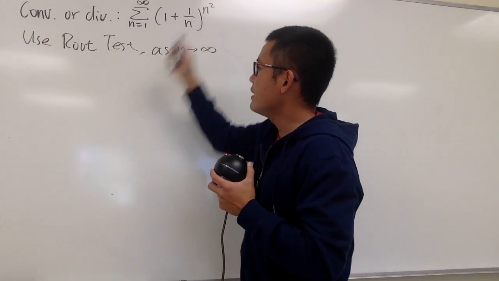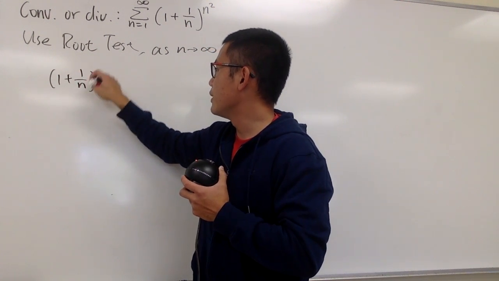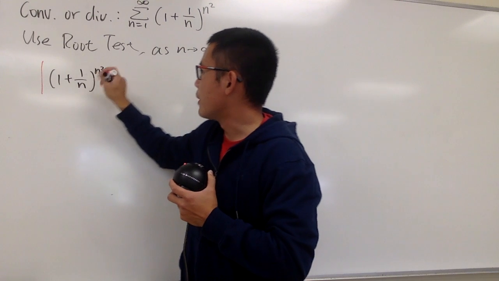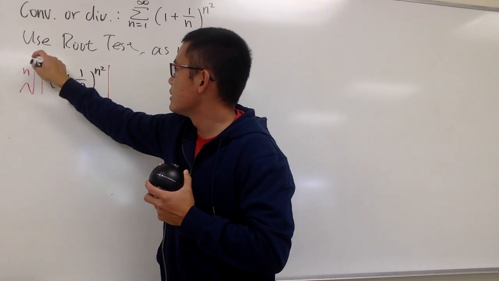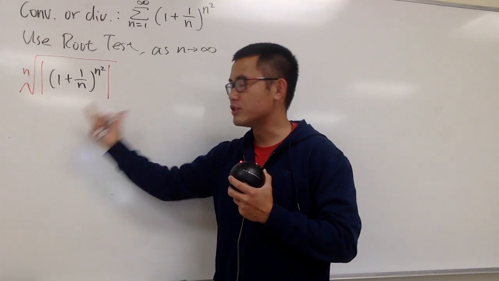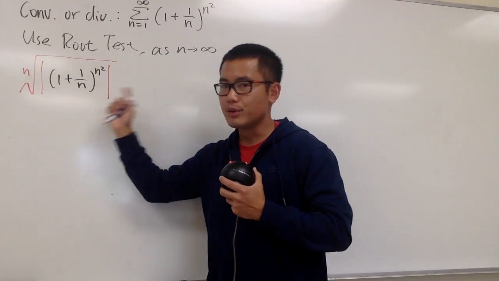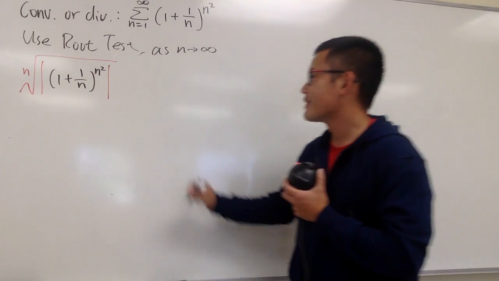We put down the a_n right here. So we have (1 plus 1 over n) raised to the n squared power. And remember, we have to take the absolute value, technically, right? And then take the nth root. Okay, so this is the quantity that we have to check, and we have to make sure that when n goes to infinity, this is going to give us a nice number. Anything besides 1 is nice, all right?